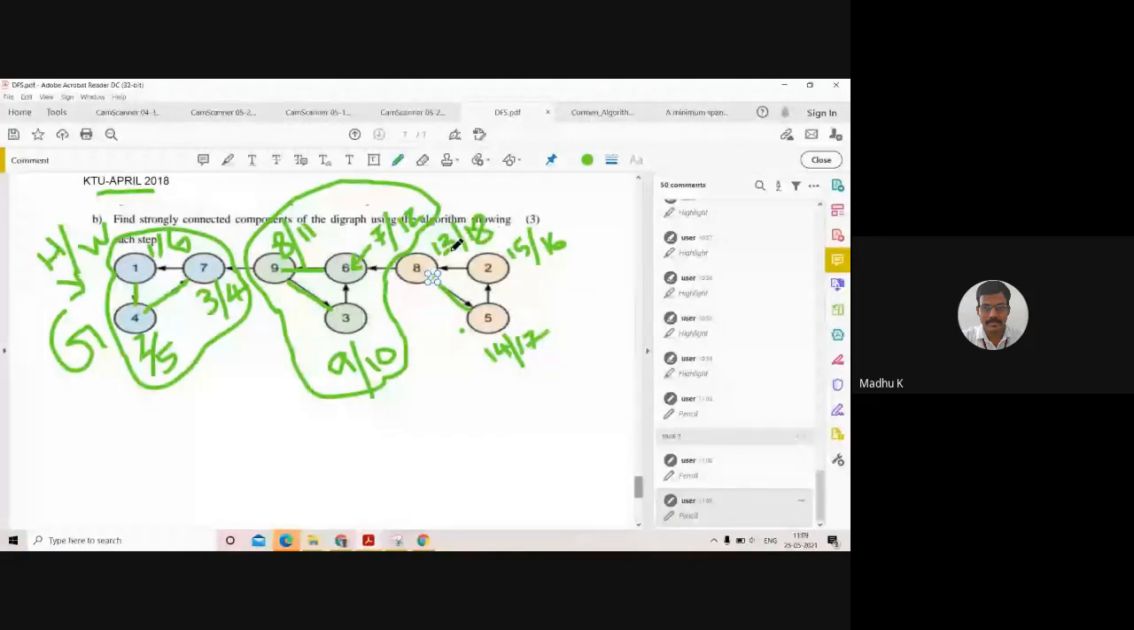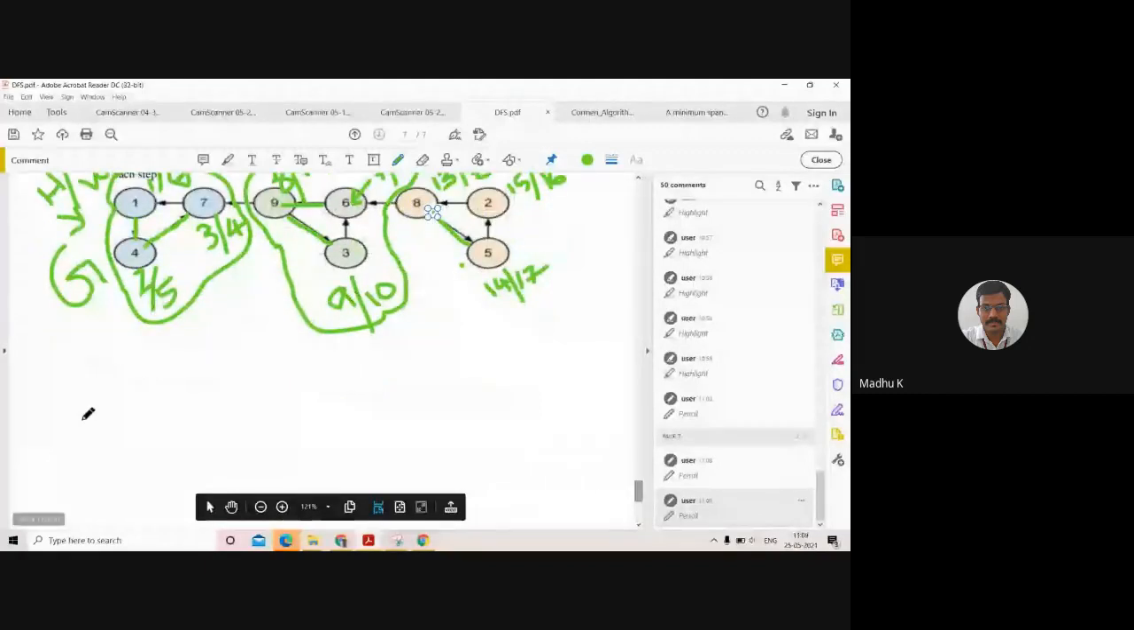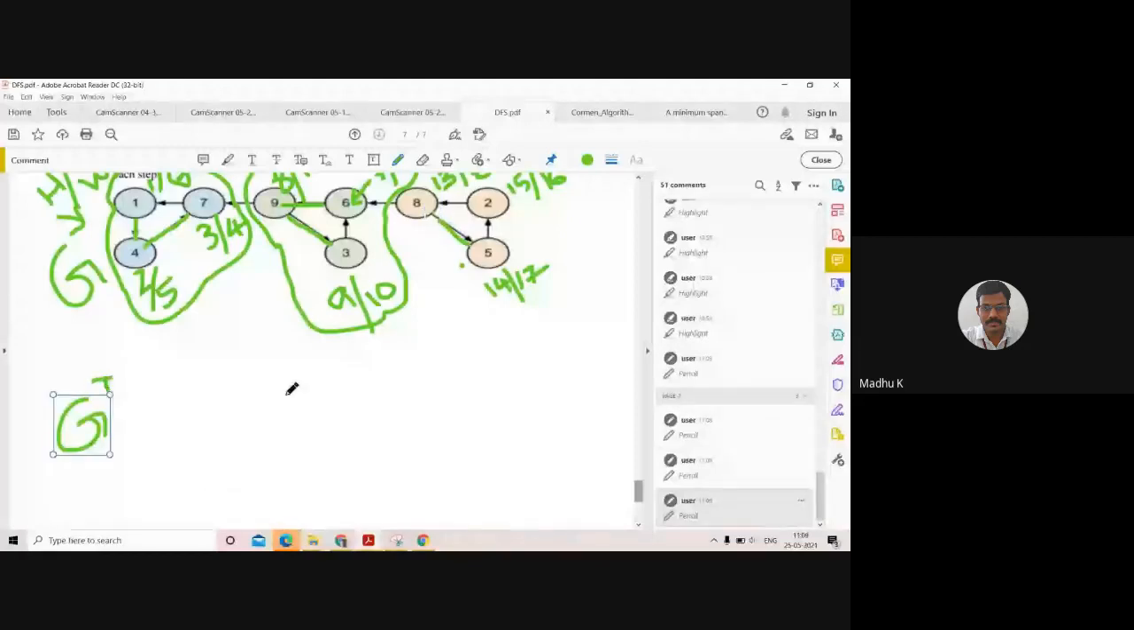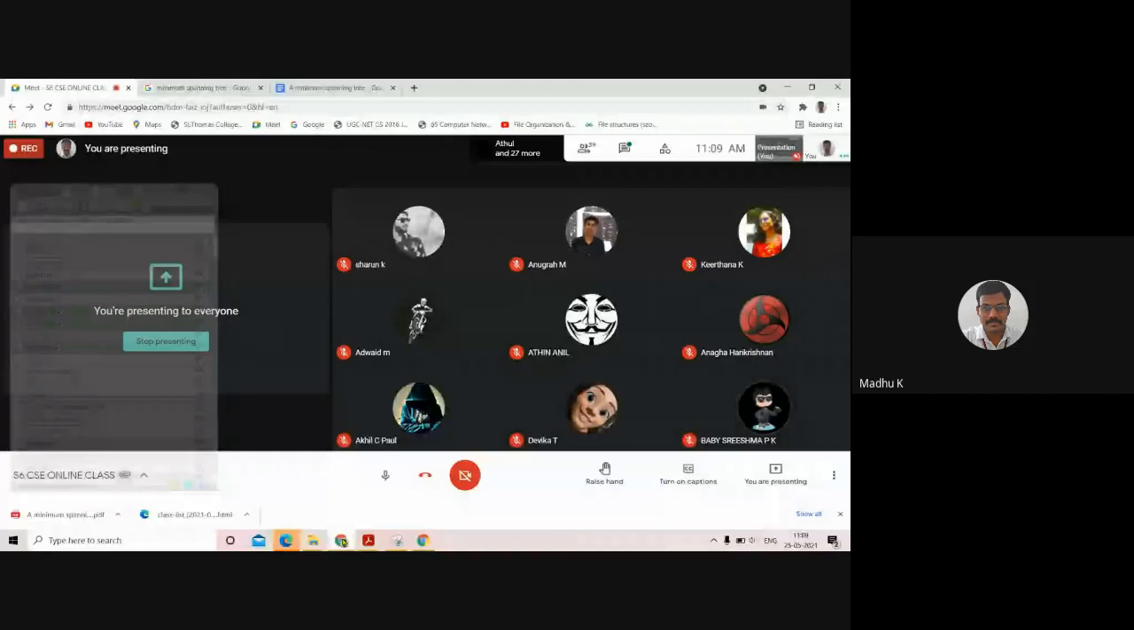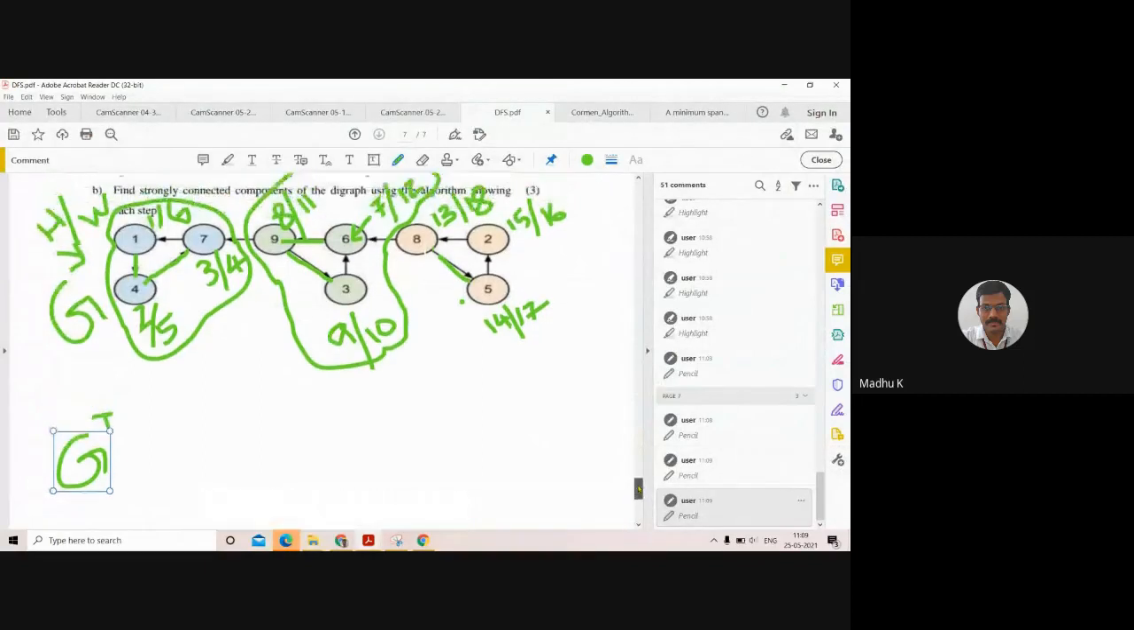Okay, anyway, I explained this. Now, what is the next step, Sangeet? Find the G transpose. Okay, Sangeet, what is the next step? Find the G transpose. Hello, Sangeet. Okay, what is the next step? Find the G transpose. How can find the G transpose, Devika?